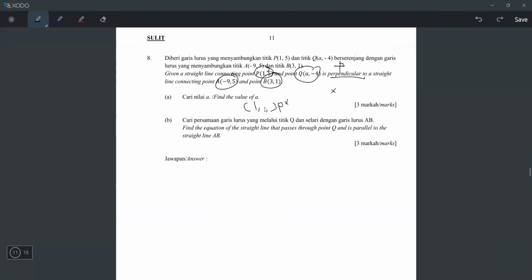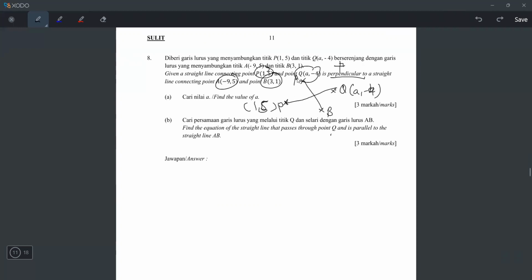So P is (1, 5). And then Q is (a, -4). So the line connecting PQ is perpendicular to a straight line connecting AB. So we can just assume that the AB is here and here. Okay. Please don't tell me something like, hey, you salah already because this one is 1, 5 and this one is negative 4, so this point should be lower, this point can't be higher than this. Don't care about that lah. This one is just a drawing only. It's just to help you visualize it better. You don't have to draw nicely.